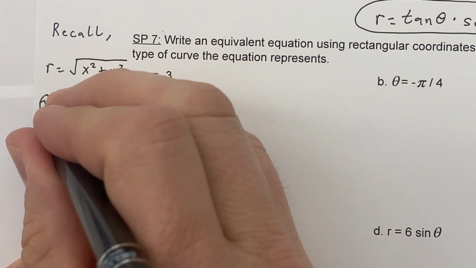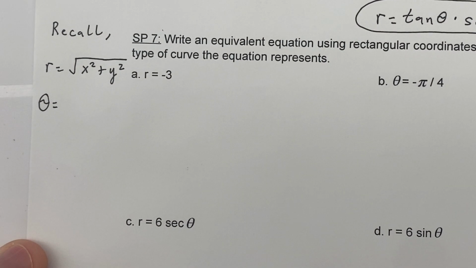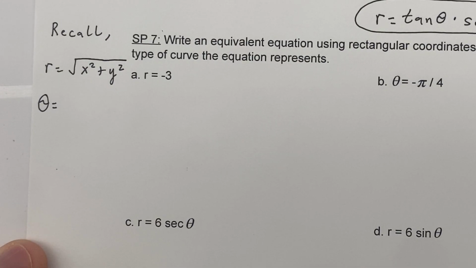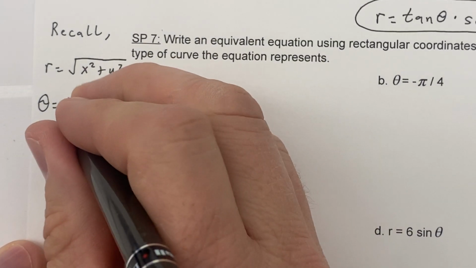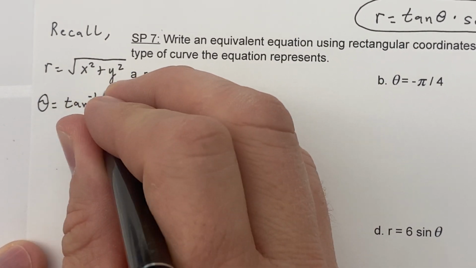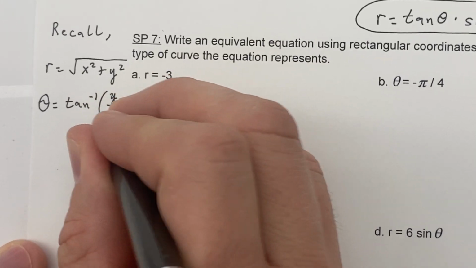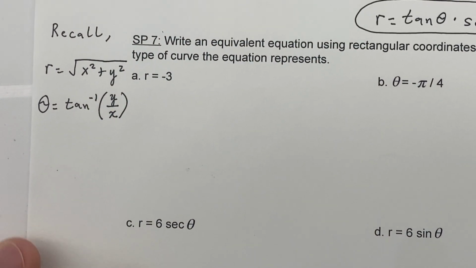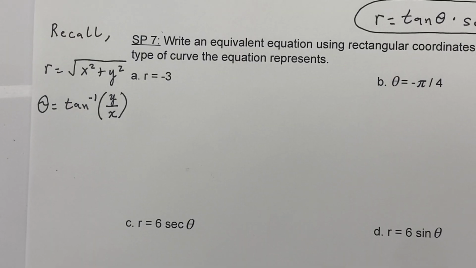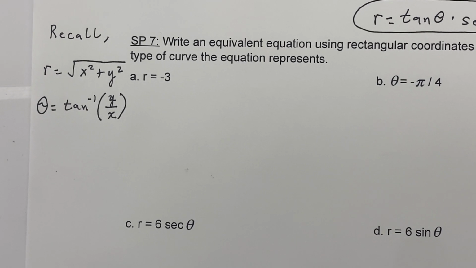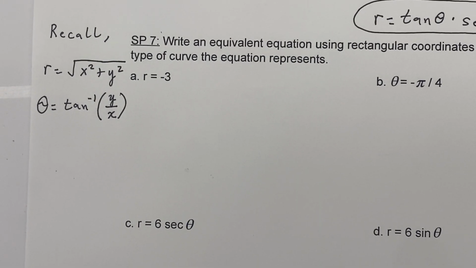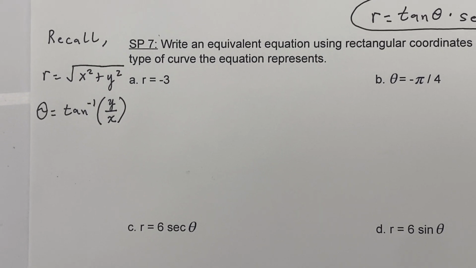And now I need theta. What did theta look like? Inverse tangent of y over x. Again, an equation solved for theta in terms of y and x. So we've got r is equal to -3. This one can be kind of tricky.